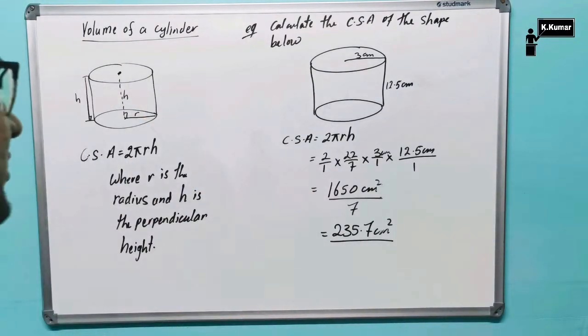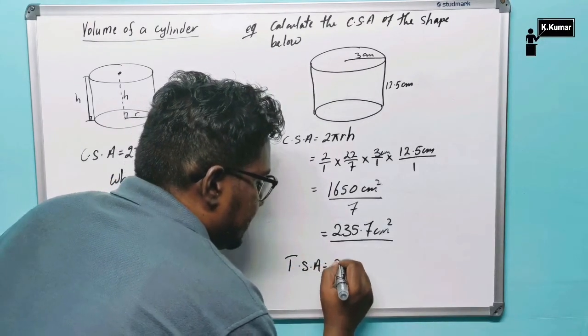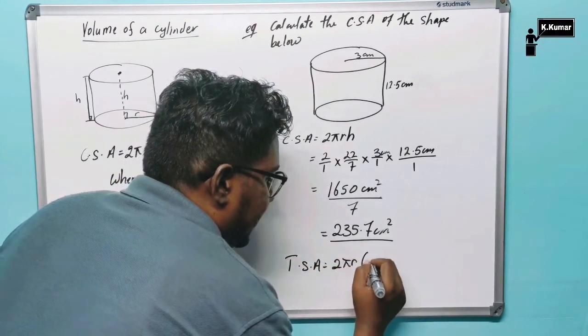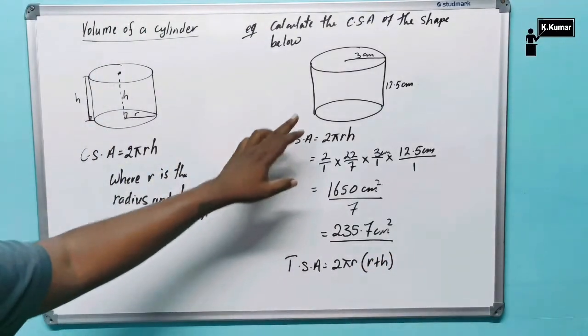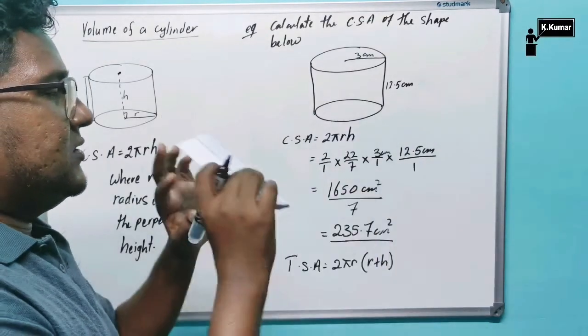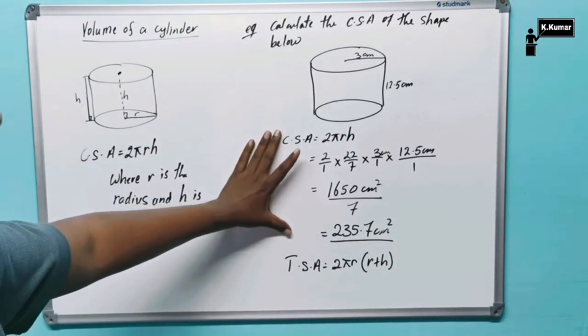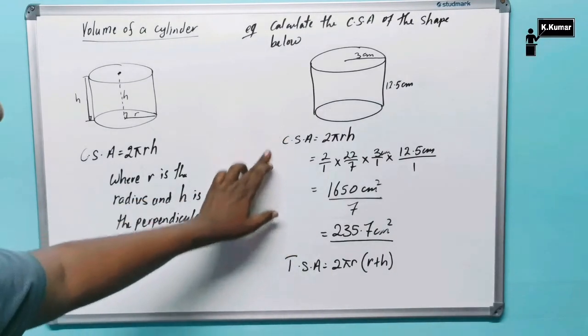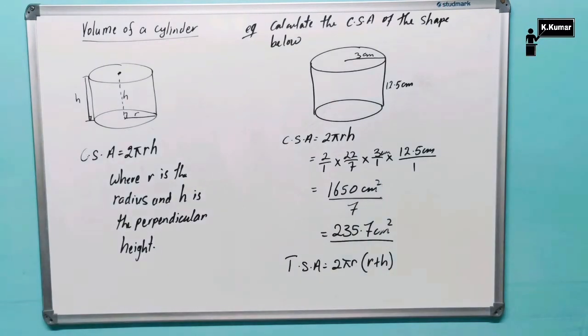Remember, there is total surface area, which is 2 pi r into r plus h. This total surface area would be the area of the circular part and the top and the bottom, whereas the curved surface area is just the curved part that is going around the cylinder.